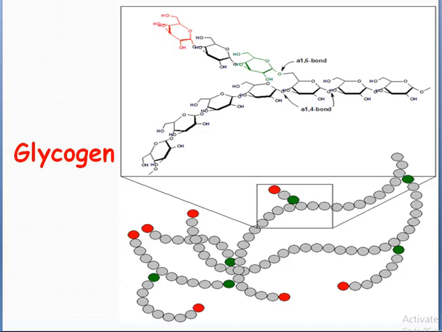This is the structure of glycogen, where you can see 1 to 4 and 1 to 6. This is the branch connected in the branch, and this is the linear one. You can see here the green points are the branch structure, whereas red is the linear structure.